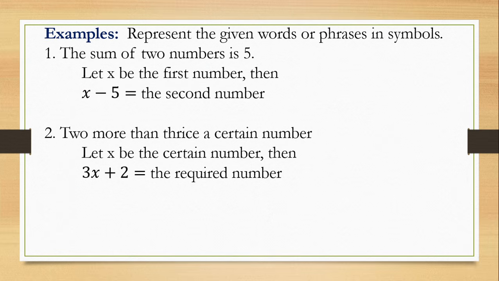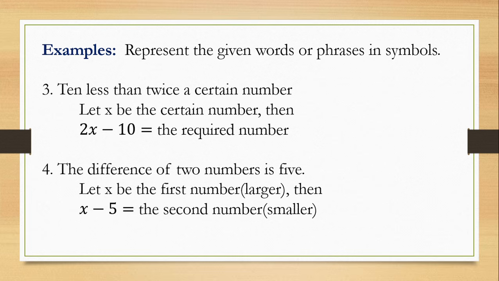Okay, so now we represent the given phrases in symbols. The sum of two numbers is 5. For example, let x be the first number, and then 5 minus x equals the second number. Another example, number 2: 2 more than thrice a certain number. So let x be the certain number, then 3x plus 2 is the required number.